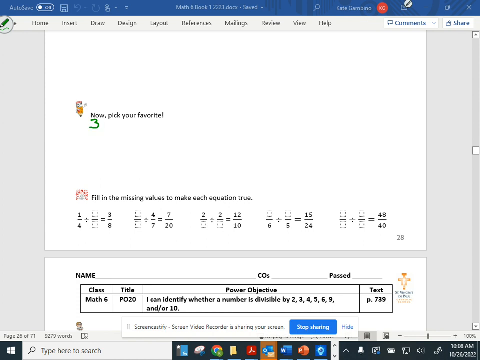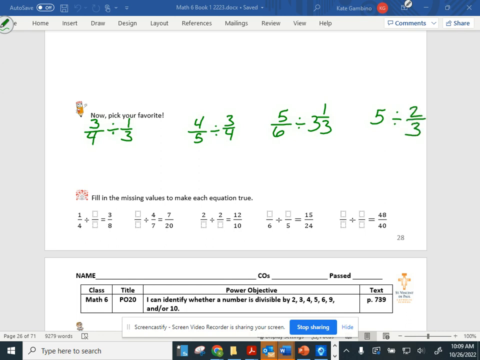So 3/4 divided by 1/3. 4/5 divided by 3/4. 5/6 divided by 3 1/3. And then 5 divided by 2/3. What do we have to do if we have a mixed number?